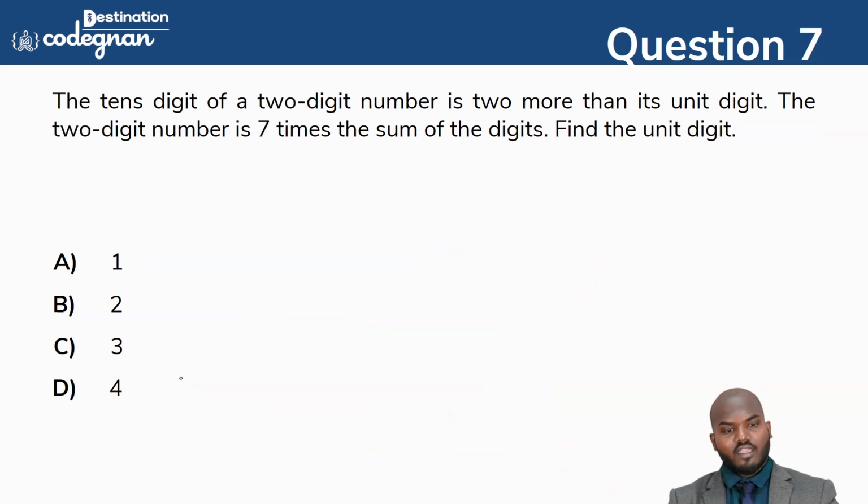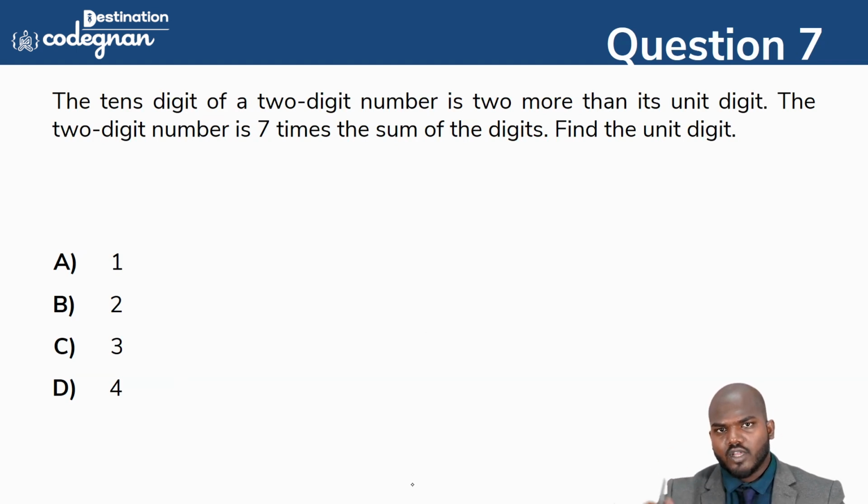Okay, so this is a very important one. The tens digit of a 2-digit number is 2 more than the unit digit, and the 2-digit number is 7 times the sum of the digits. What is the unit digit? First of all, you need to understand what the unit digit means. I hope you know the place value. Place value means ones, tens, hundreds, thousands, ten thousands, hundred thousands, million, ten million, hundred million. We can call those things the place value.